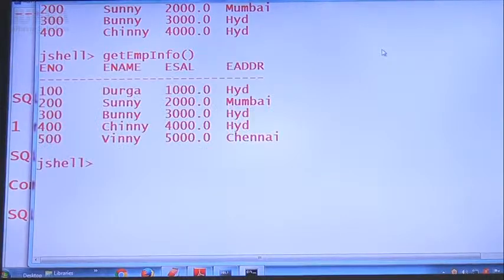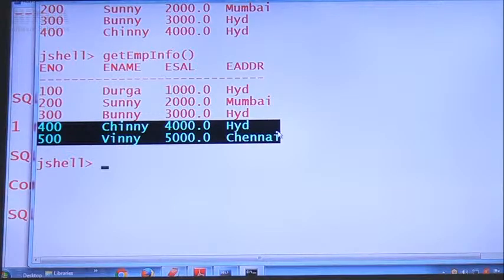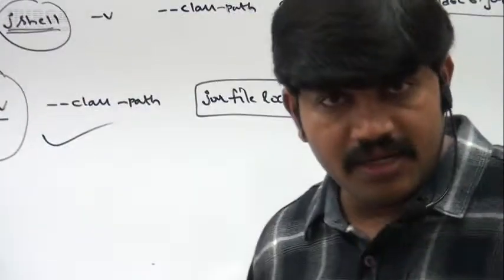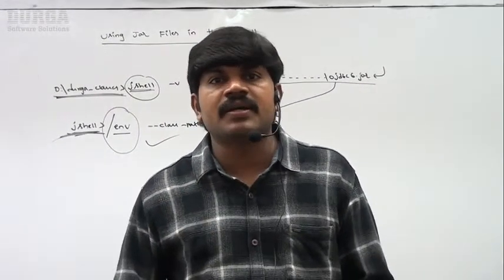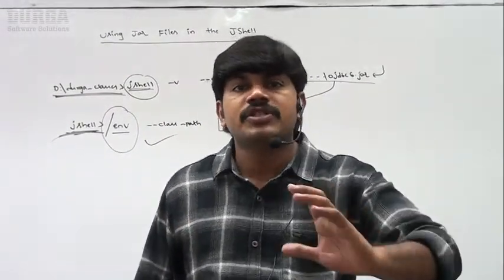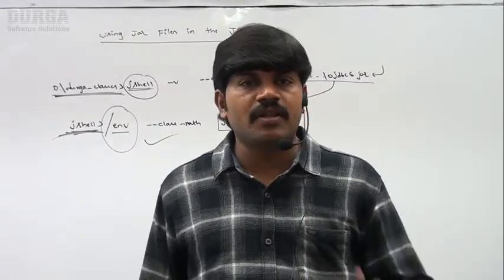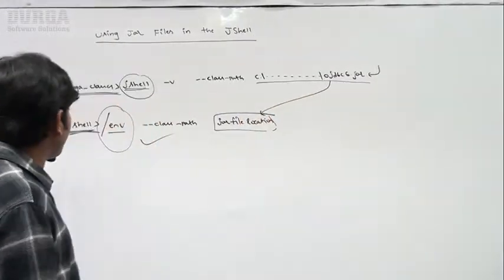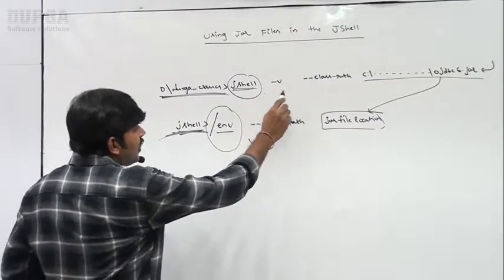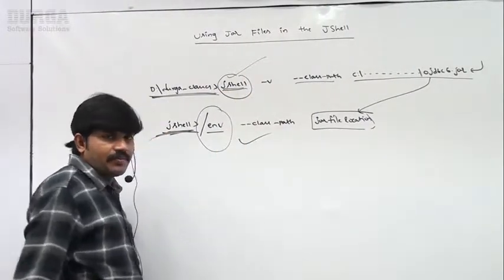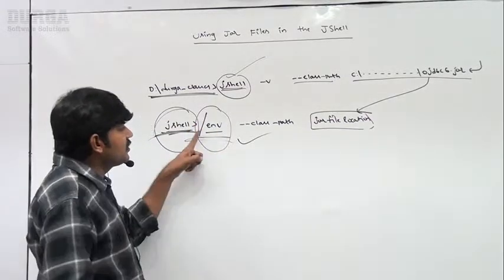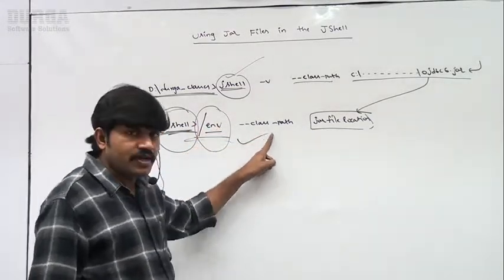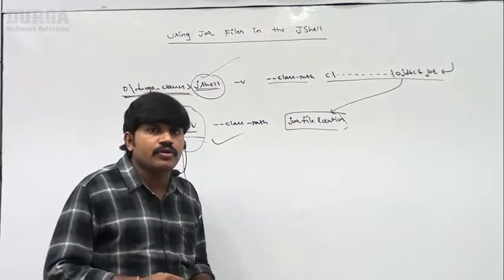Yes. Can you please observe? 500, Winnie is also going to come. Clear? Any doubt? Sir, make sure in how many ways we can set the jar file available in JShell. Two ways. From the normal command prompt, use -class-path with the jshell command, or from the JShell console, use /env -class-path and the jar file's location. You can do that.